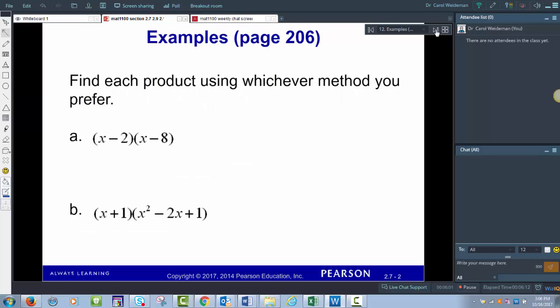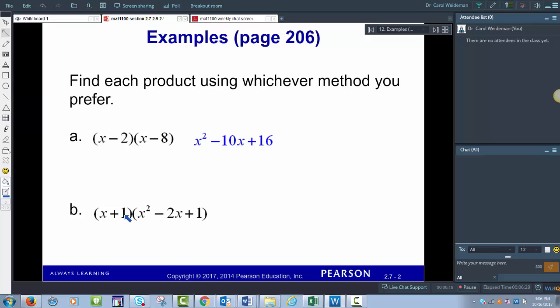Okay, so let's try a couple here. We're going to FOIL, so I'll do FOIL on this one, so I'll get x times x is x squared. Outers gives me minus 8x, minus 2x gives me minus 10x, plus 16.